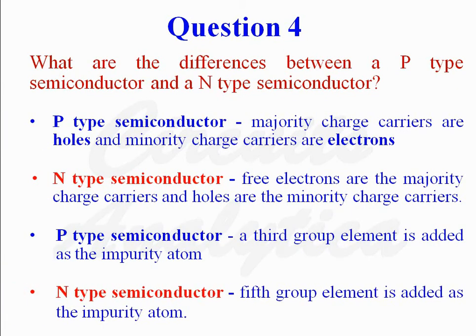What are the differences between a p-type semiconductor and an n-type semiconductor? In a p-type semiconductor, majority charge carriers are holes and minority charge carriers are electrons. While in an n-type semiconductor, free electrons are the majority charge carriers and holes are the minority charge carriers.